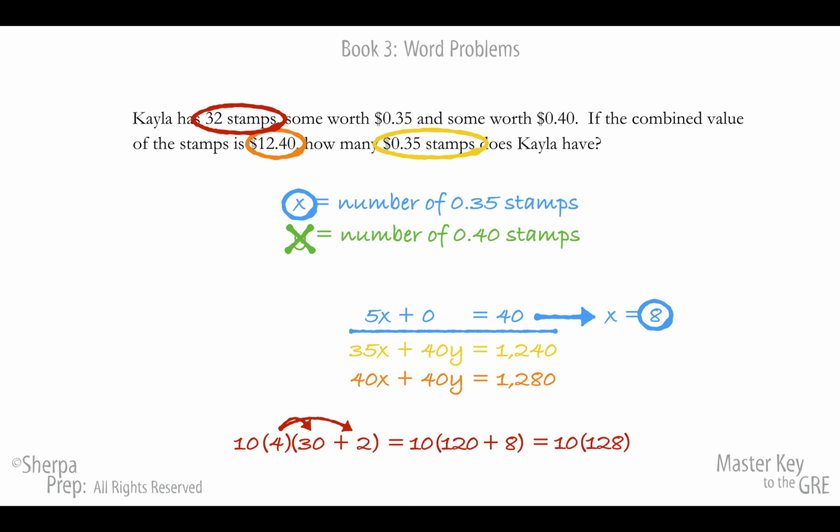And what is x? That's the number of 35-cent stamps that Kayla has. And there you go. That is the reason why here the correct answer is 8.